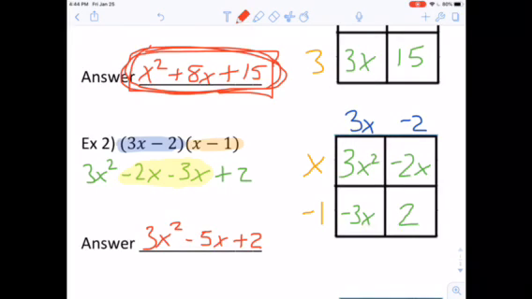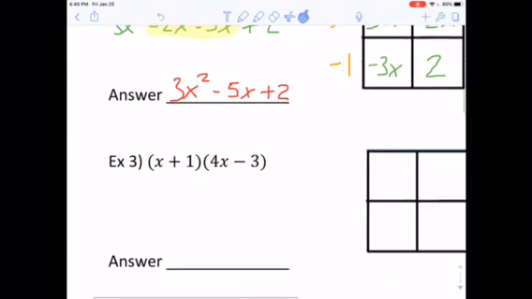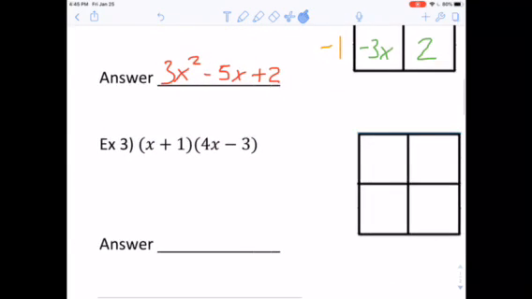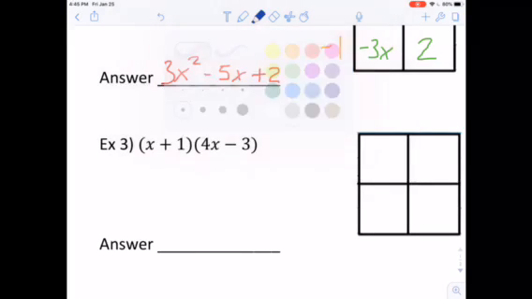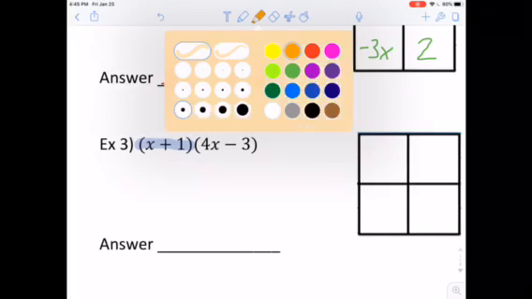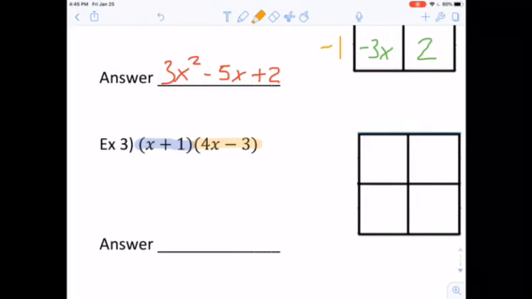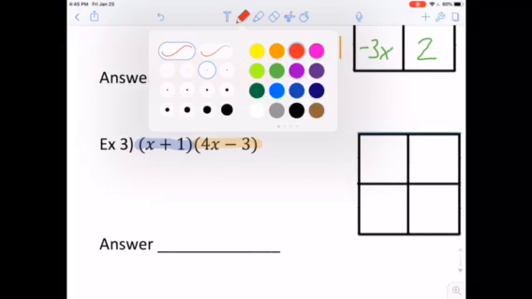You can always double check your answer by typing into y equals both the problem and your answer. Look at the table and see if they match. Sample number 3. Again, I'm multiplying two binomials. So my first binomial, x plus 1. My second binomial, 4x minus 3. So let me write those two binomials.